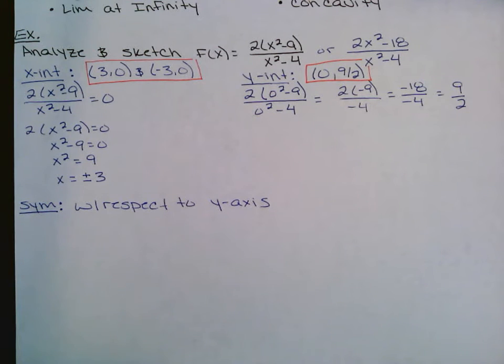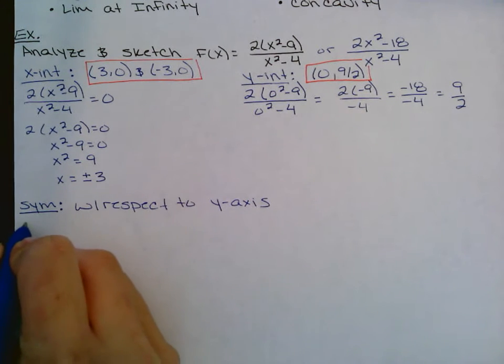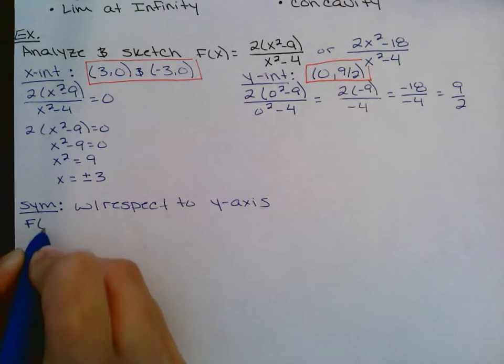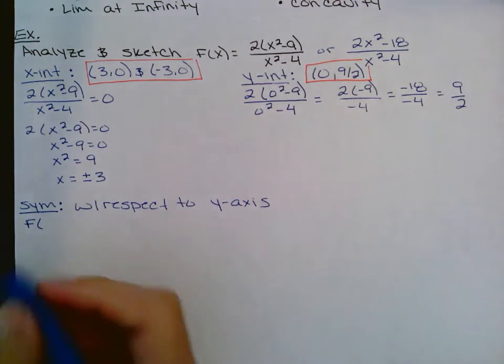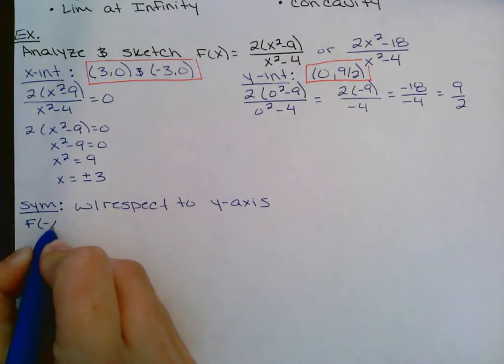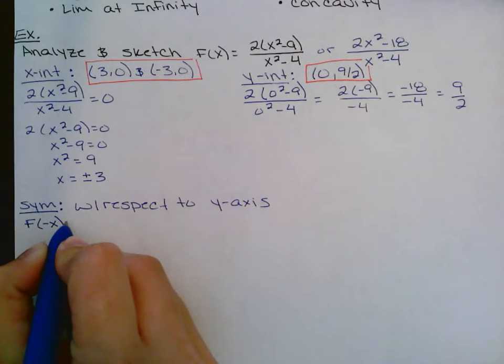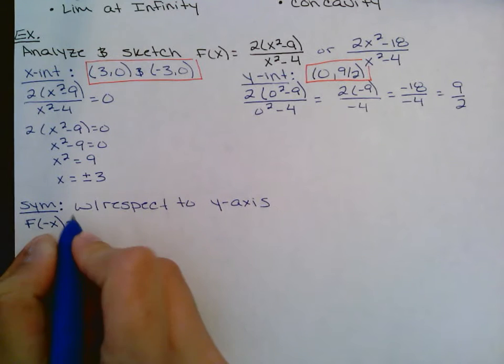So the way we check symmetry with respect to the y-axis is by plugging in a negative x, okay? If you don't recall this, there's a nice review section in the beginning of your textbook. Go to the very back of the textbook and look up symmetry, and you'll see it in that review chapter. Okay? So I'm just going to plug in a negative x into the function.